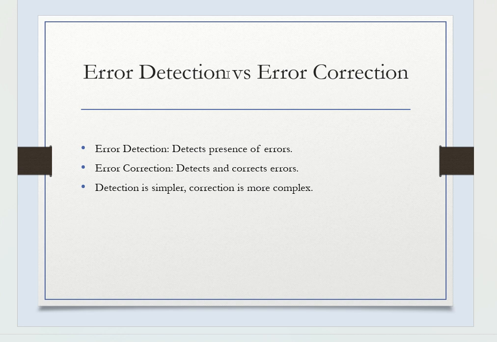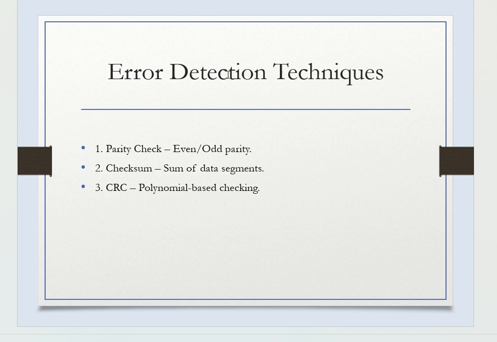Error detection is suitable for reliable networks with low error rates, and error correction is suitable for noisy or one-way communication. Error detection techniques: parity bits, even and odd parity bits.